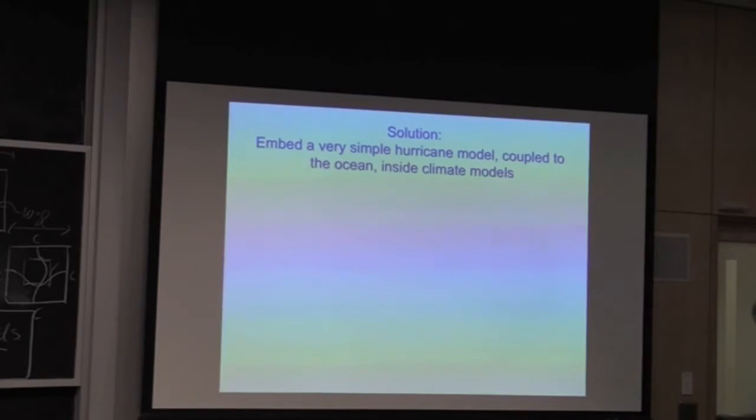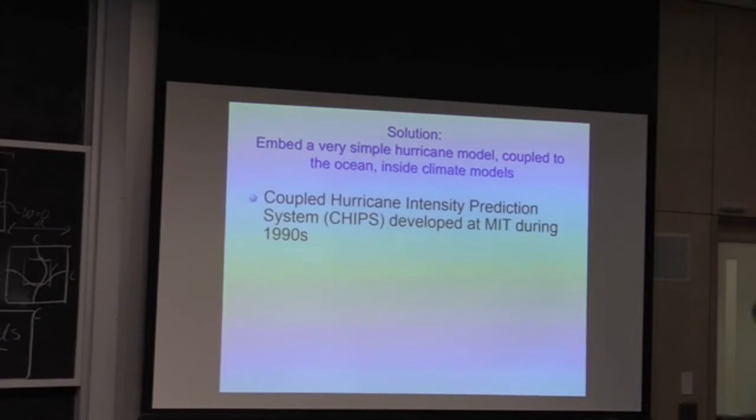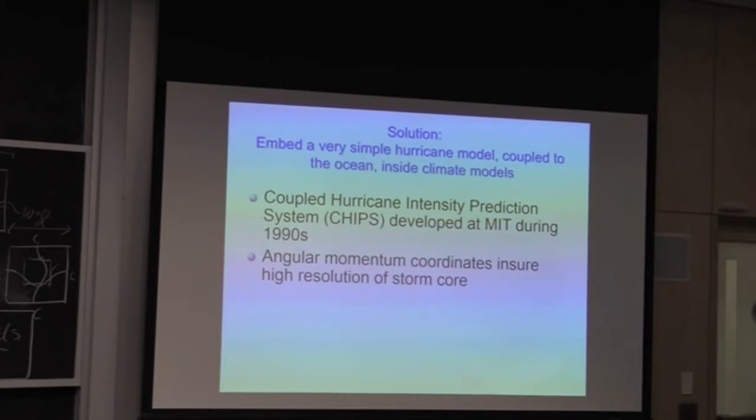We basically use the large-scale climate models to do what they are ostensibly good at, which is simulating large-scale climate, to drive these. The particular model I'm going to describe here was developed here at MIT, called the Coupled Hurricane Intensity Prediction, or CHIPS. It was developed in the 1990s as a laboratory tool for students in a course. And then we found out that we could use it to forecast the intensity of real hurricanes in real time. So today it's being used as an aid to forecasting intensity by hurricane forecasters.